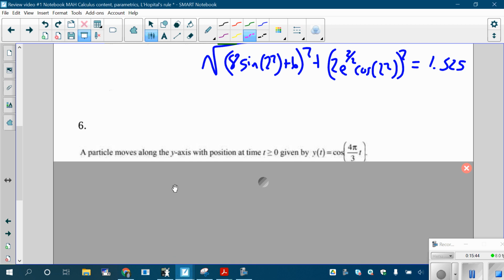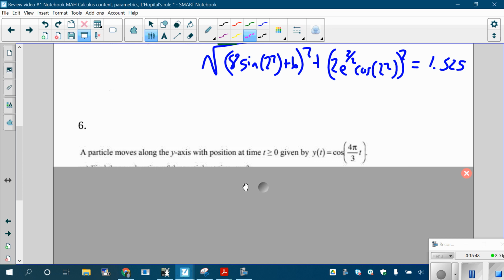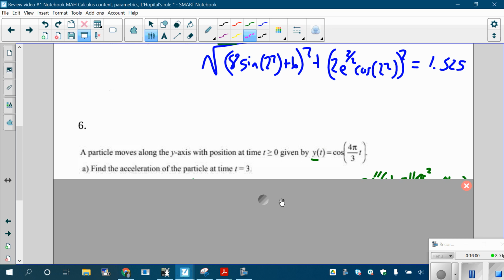This is a throwback, particle motion stuff. A particle, usually they have it moving along the x-axis. In this case, it's along the y-axis. We've got a particle moving up and down. They give us the position function. They're going to ask us a bunch of stuff about velocity and acceleration, okay?